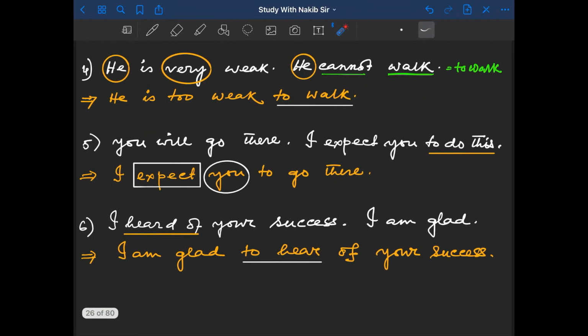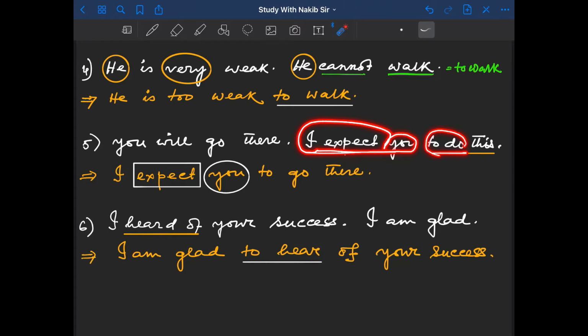Next one: you will go there. I expect you to do this. See the subjects, two different subjects. This sentence is saying that I expect you. You means the subject of this sentence, to do this. To do means, do is what? Do means going there. So use this sentence. I expect you. When you write up to this, you is also combined with I. Okay, so I expect you to do this.